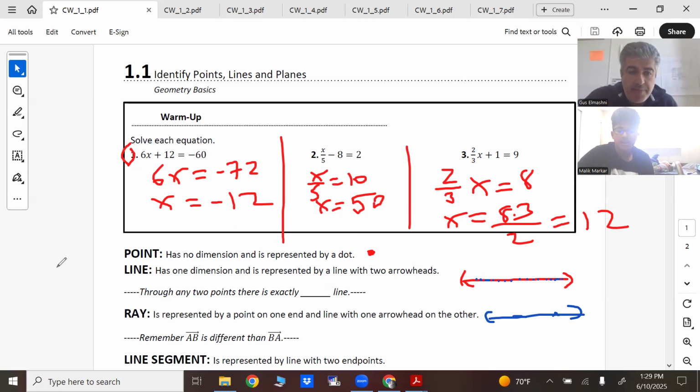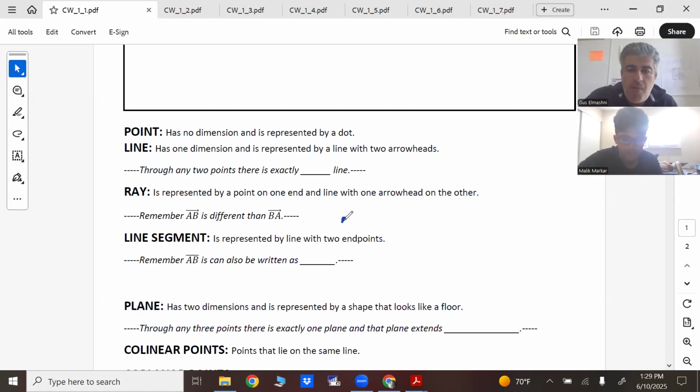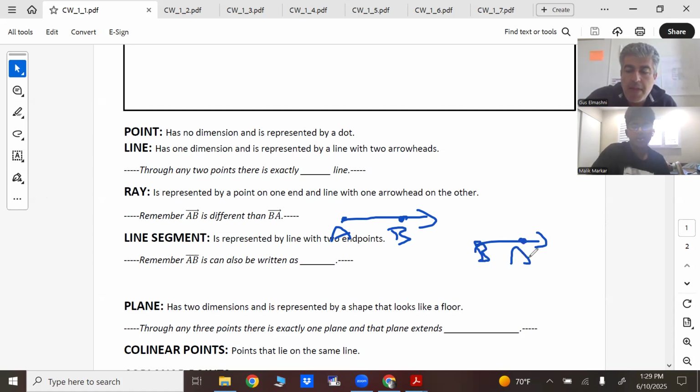Now, a ray is a little different. That only goes one way, right? Correct. You have an endpoint and then another point, but you go through the second point, so it looks like this. Or you can do this, like that.